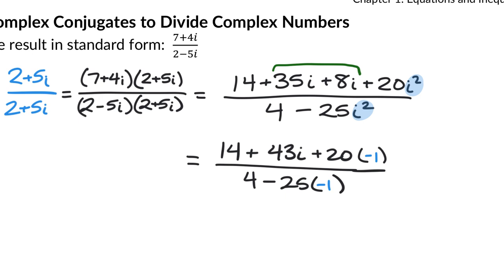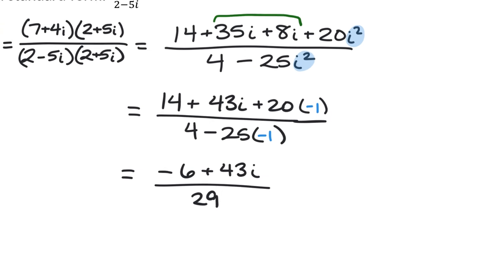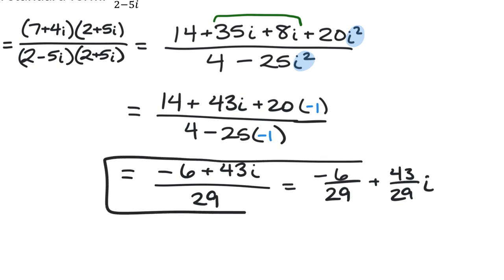Both of those last terms now just basically change signs. That means I'm having 14 minus 20, that's negative 6. So I'll do negative 6 plus 43i on the top, and then 4 minus negative 25, which is 29. So that is an acceptable answer, or we can split it into 2 fractions. Negative 6 over 29 plus 43 over 29i. Both are acceptable.